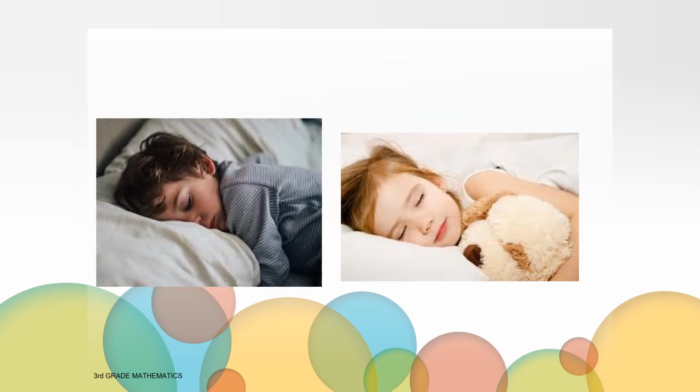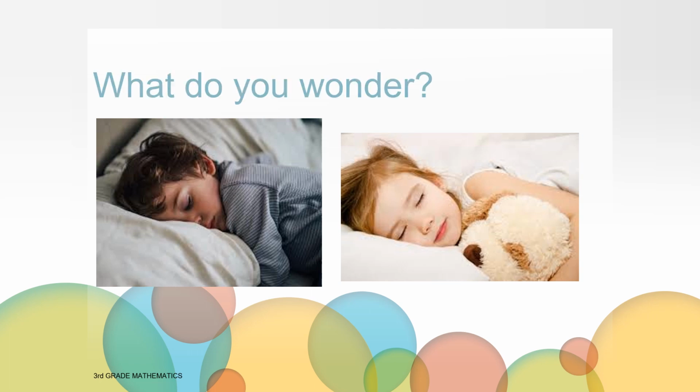Now take a moment to write down something you might be wondering as you look at this picture. Maybe you were wondering, are they really sleeping? Are they brother and sister? Is it nighttime or are they taking a nap? How long have they been asleep? Were you wondering something different? If you were, you can share it now.